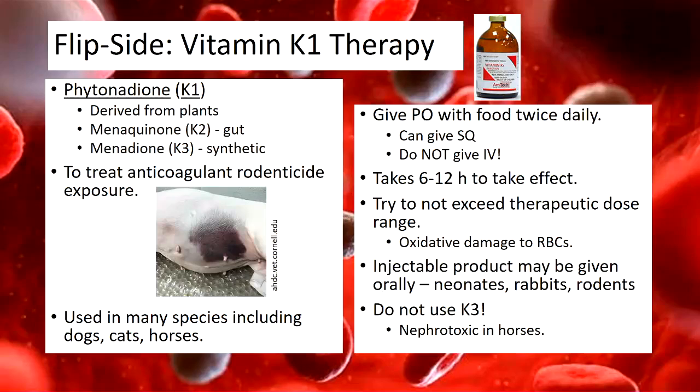Here's the flip side. If you have too much warfarin or another longer-lasting, more potent anticoagulant rodenticide, you can give vitamin K. And the form you want is vitamin K1. We do make some vitamin K in our gut, and then there's also a synthetic form of it. This is primarily used if you overdo it with the warfarin in your patient or anticoagulant rodenticide exposure. Here's a dog with hemorrhage on the surface of the abdomen.